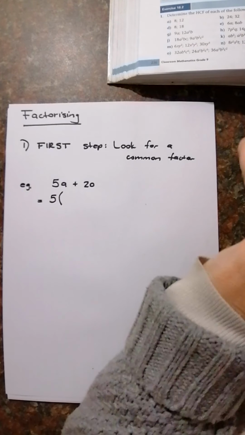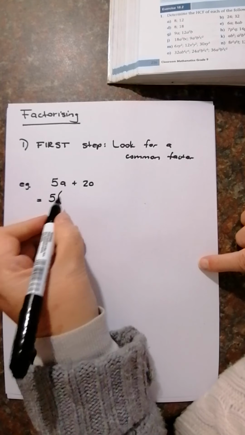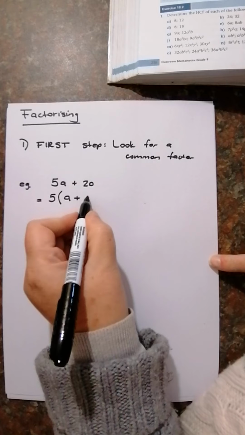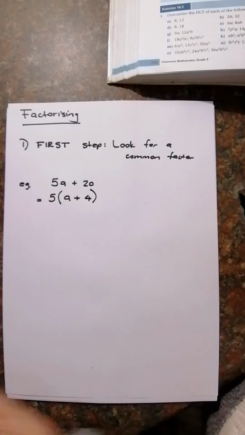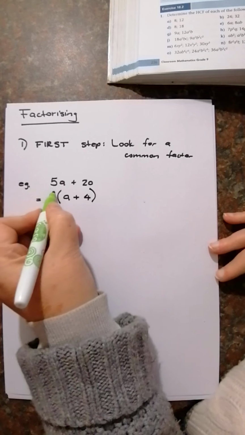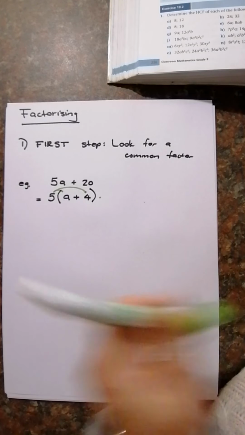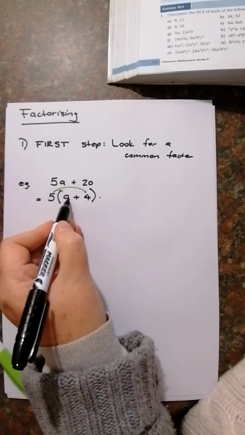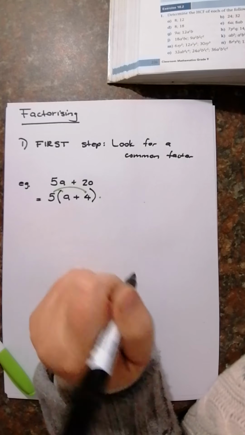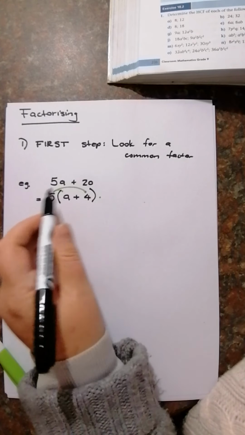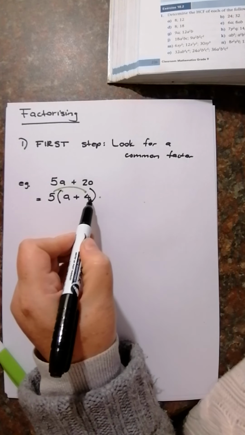When I say take it out, it means that you're basically dividing by it. Then I'm left with a plus, 20 divided by 5 is 4. That's very important because when I multiply back, I should get back to my original. You can check it: 5 times a is 5a, plus times plus is plus, and 5 times 4 is 20. So that is now factorized. I cannot add a and 4 because they are unlike.